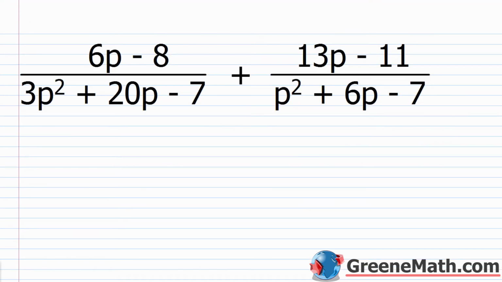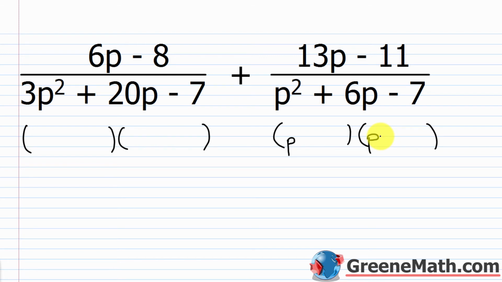All right, now let's get into one of the more tedious problems. And you'll typically see more of these in Algebra 2 than you did in Algebra 1. So you have 6p minus 8 over 3p squared plus 20p minus 7, plus 13p minus 11 over p squared plus 6p minus 7. So I want to just start by getting a common denominator. So I'm going to factor this one and this one. I know this one's easier, so let me just start with that. I know this would be p and this would be p.